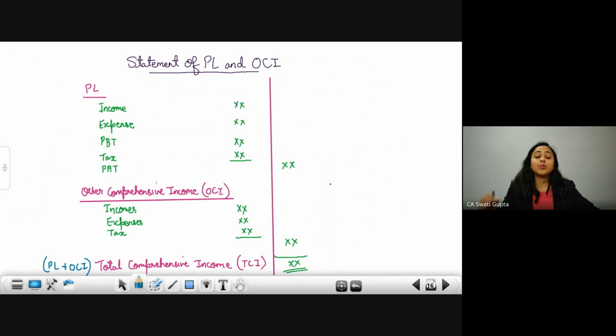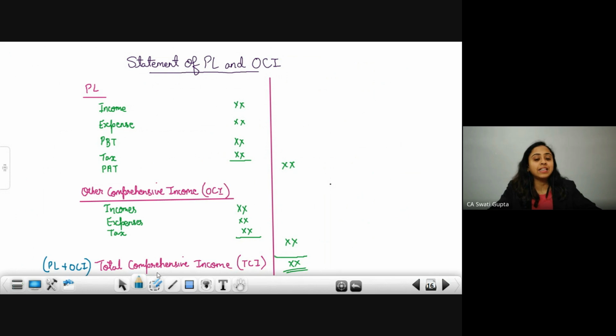Now the question arises, why two parts? Second question: what is the list of incomes and expenses that can be charged to OCI? Third question: do we have any choice whether to charge to PL or OCI, or is it stipulated in the standard itself? And another question that might arise is, why OCI? Any other question other than this?